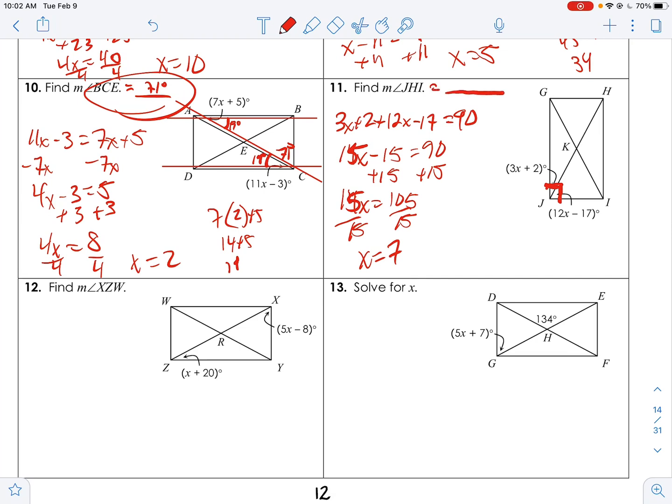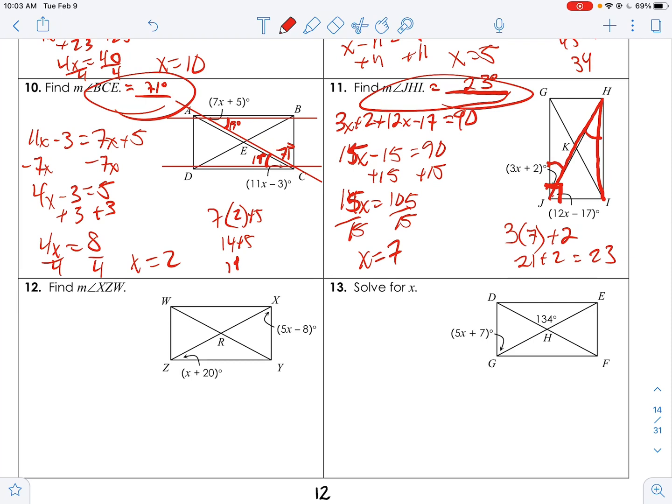X is 7. What are we supposed to find? The measure of angle JHI. Let's see. JHI. That's this one. It's the same as that one. So let's plug it into the 3x plus 2: 21 plus 2. So it's 23 degrees. Just like that.